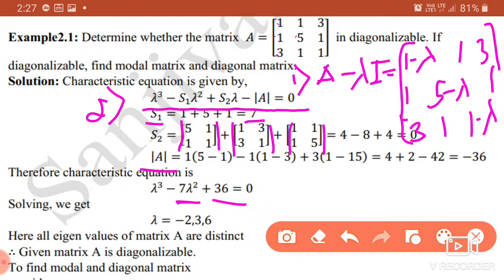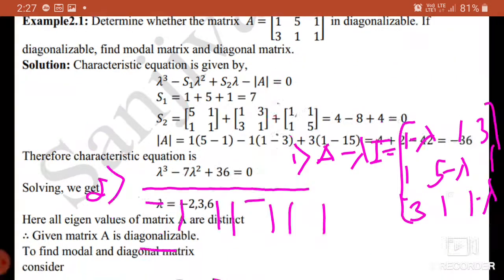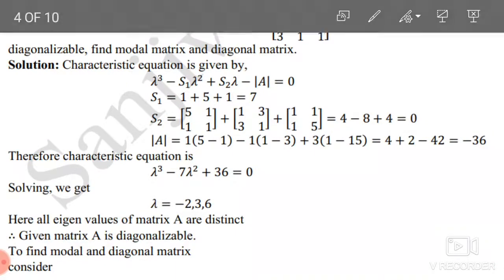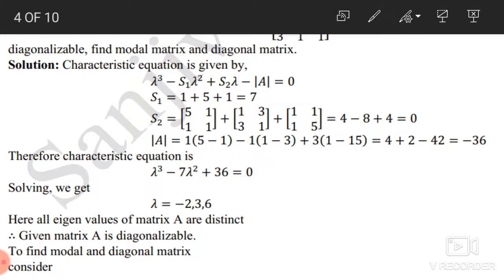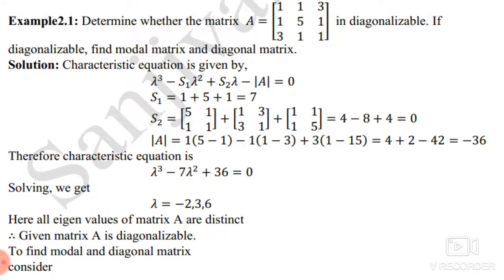So find the roots of this equation directly by calculator also. You will get roots minus 2, 3 and 6. If roots are distinct, the matrix is diagonalizable. So the first question is to determine whether it is diagonalizable or not. So it is diagonalizable. If diagonalizable, then find the model matrix and diagonal matrix. So here we got that it is diagonalizable, which means we need to find the model matrix and diagonal matrix.